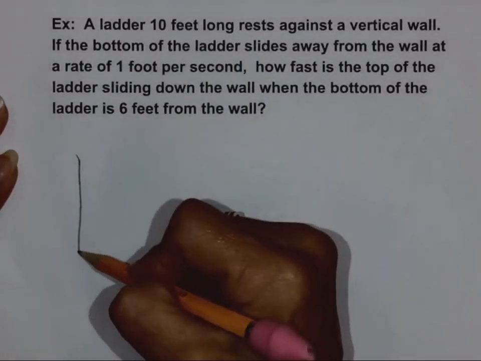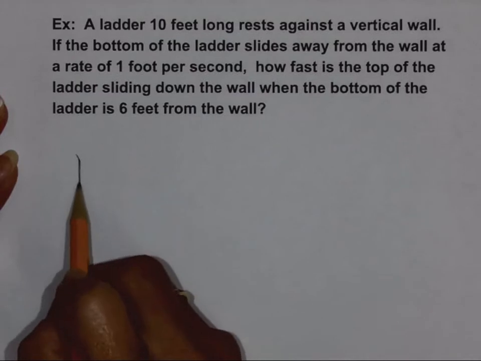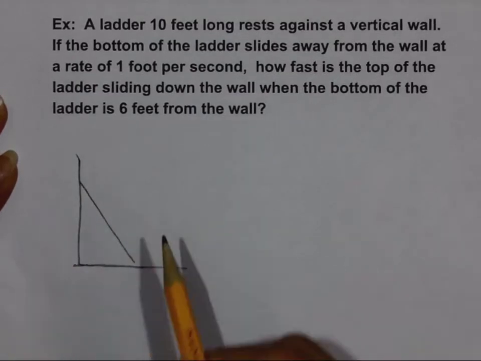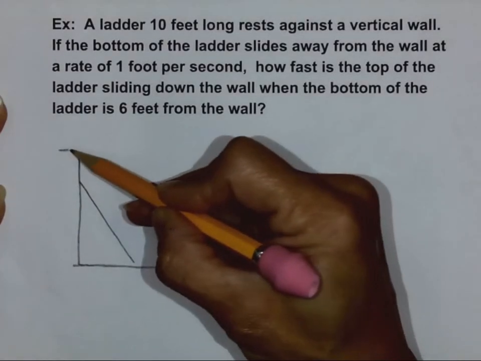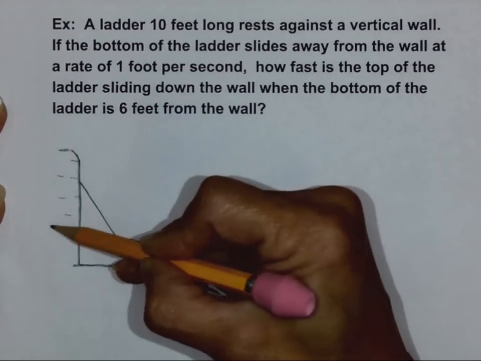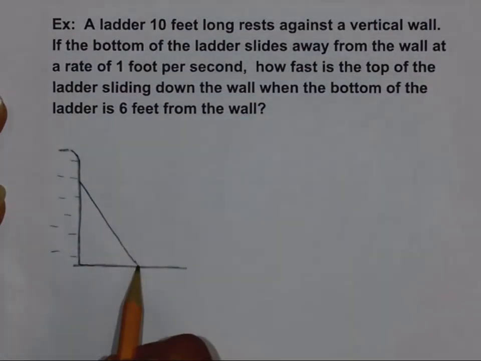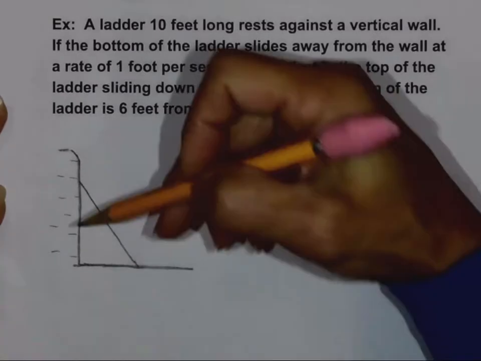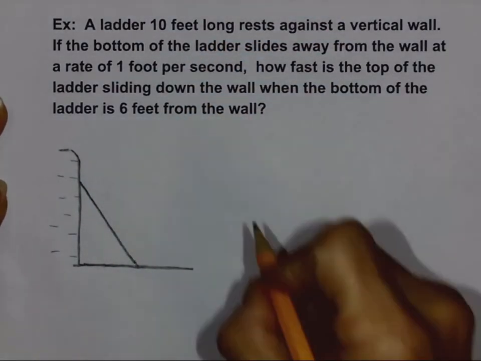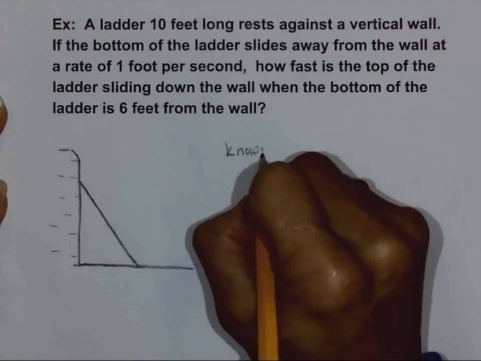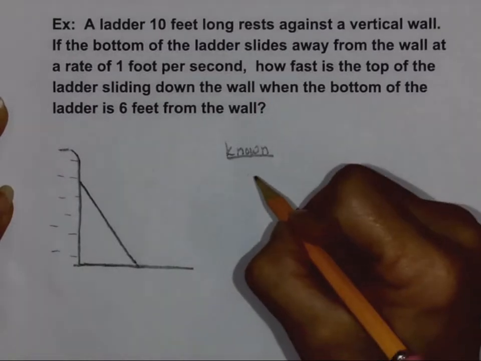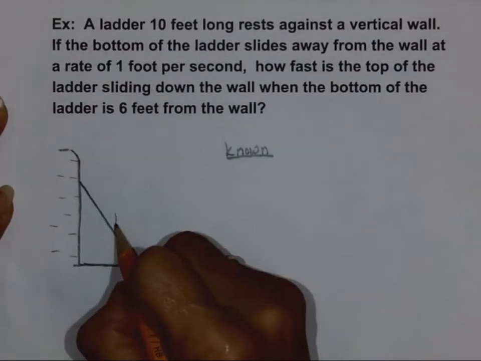So here's the wall, and then I have my ladder leaning against the wall, and here's the ground. So this is a building. I have a building, and there's the wall. And here's the ground with the ladder. So now, here's my known. I'm going to write down my known. The ladder is 10 feet long, so this is 10 feet long.